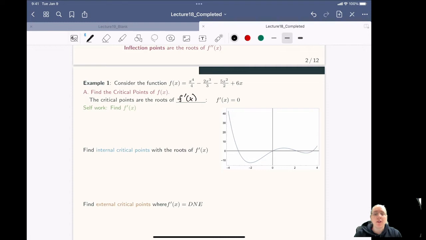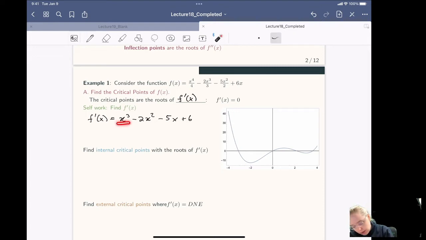All right, so the first thing we need to do is actually take the derivative of f. I want you to pause the video here and try to work this out on your own. All right, now that you're back, what is the answer? F prime of x is equal to, we use a bunch of power rules here to calculate this, x cubed minus 2x squared minus 5x plus 6.